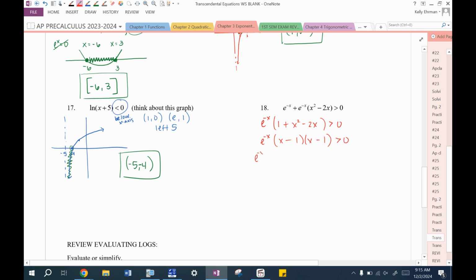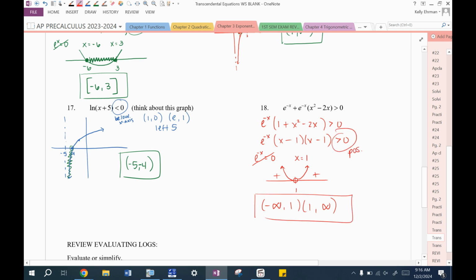So we don't get anything from setting e to the negative x equal to 0. No solution there. But if x minus 1 equals 0, then x equals 1. Think about that graph now. X minus 1 times x minus 1 means that you've got a parabola that just kind of bounces at that one value there, so it's always positive. So this graph is positive everywhere except for 1. So it should be negative infinity to 1 and 1 to infinity. And I wanted the positives this time because greater than 0 is positive.